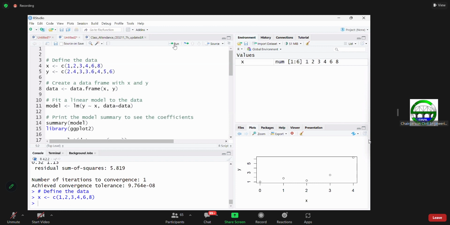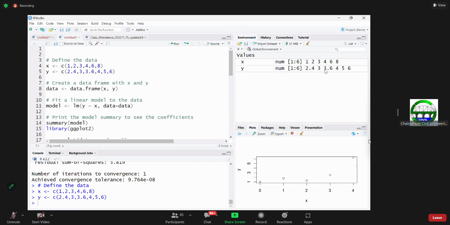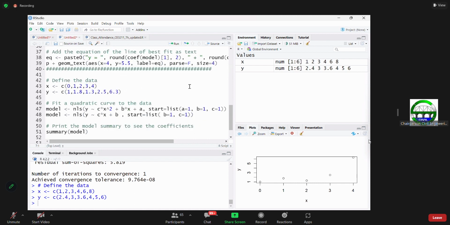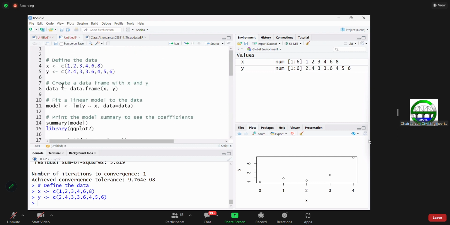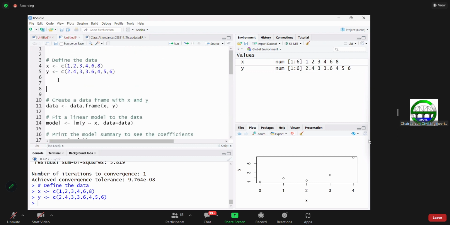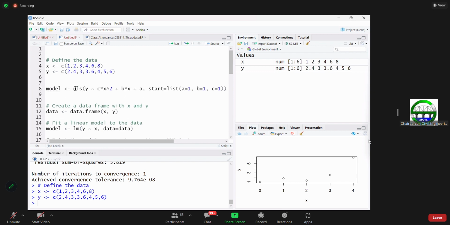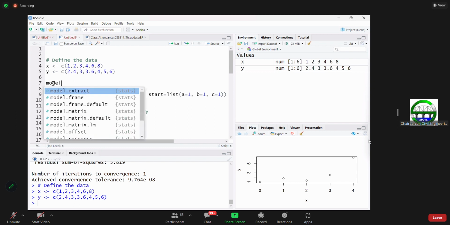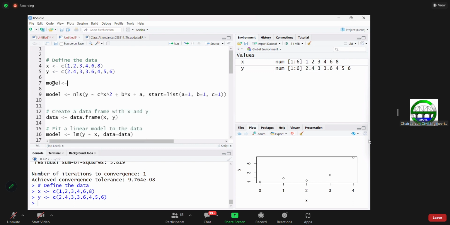And then I will create y values in here. There are two ways that you can find the values. One way is using the NLS function in R. Okay, so for example, I would give the name model. I want to fit the line.